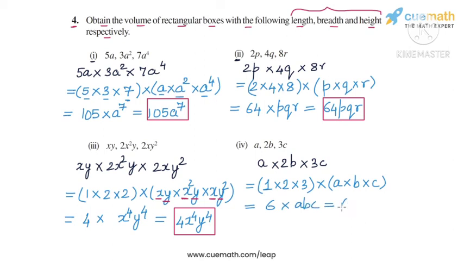So 6 into abc can be written as 6abc. So this is the expression for the volume in part 4. And with this we have completed question number 4.